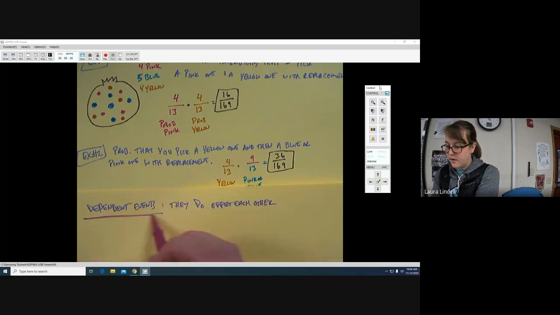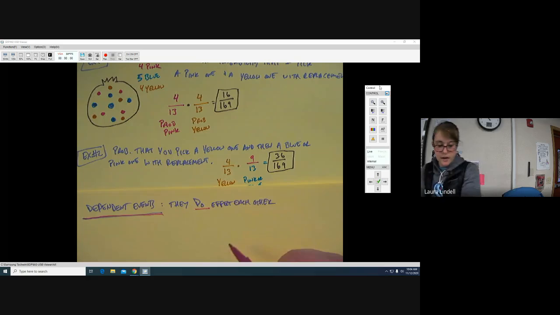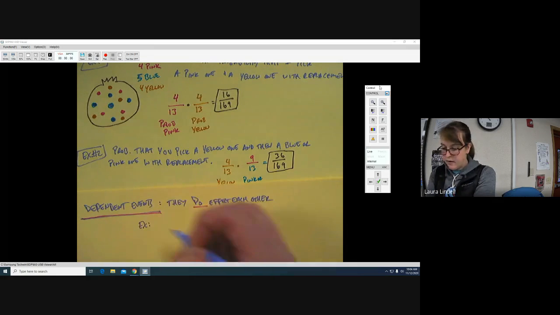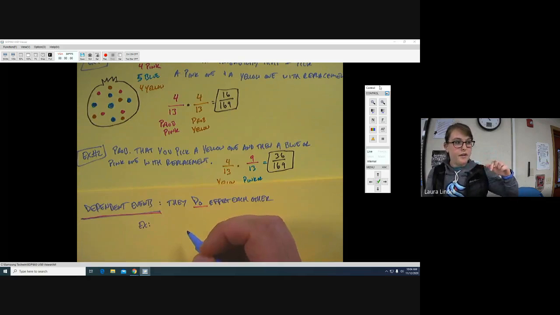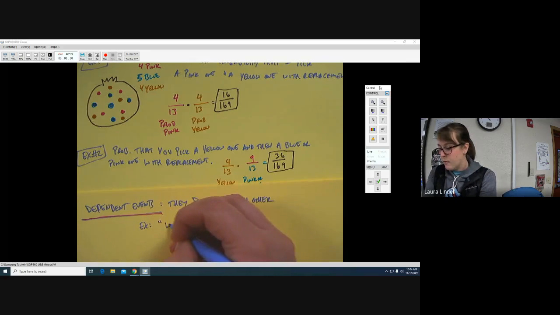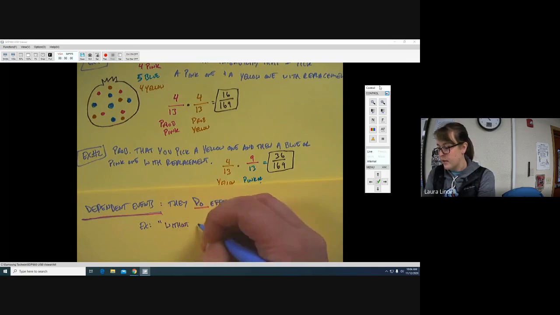Okay, so dependent events do affect each other. For example, most dependent events are going to be things where we do them without replacement. So like I pick a marble out of the bag and then I don't put it back and I pick another one. Or I pick a card and I don't put it back in the deck and then I pick another one. So we're going to see the words without replacement.